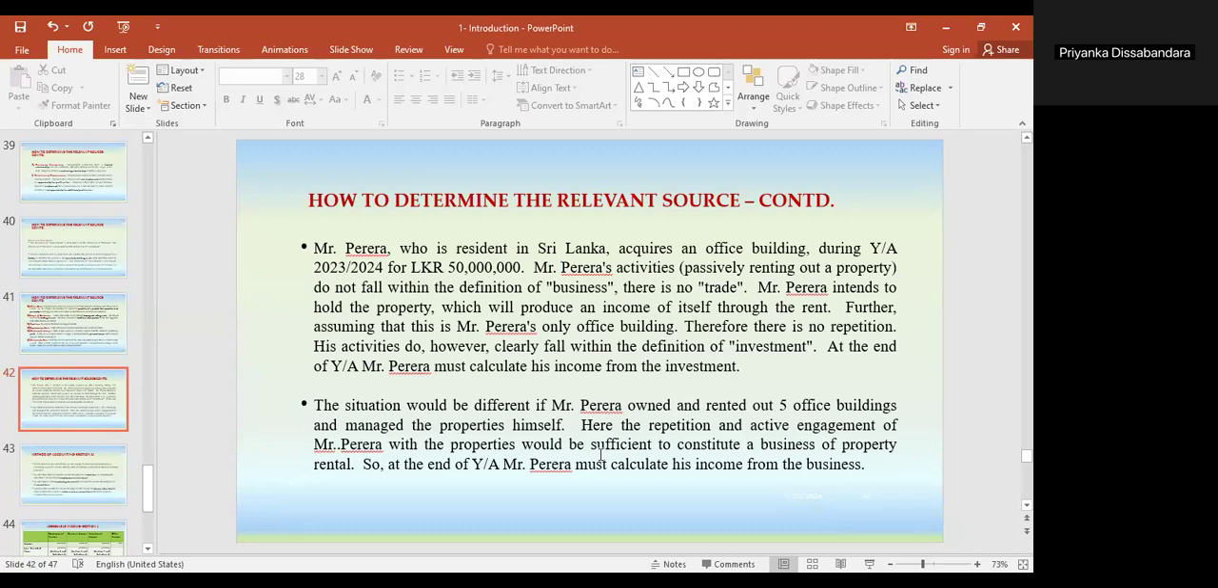Passively renting out the building means we cannot categorize it under trade. It does not fall within the definition of business, because he is not going to sell it. Because he has only one building, he is just holding that asset and renting it out.